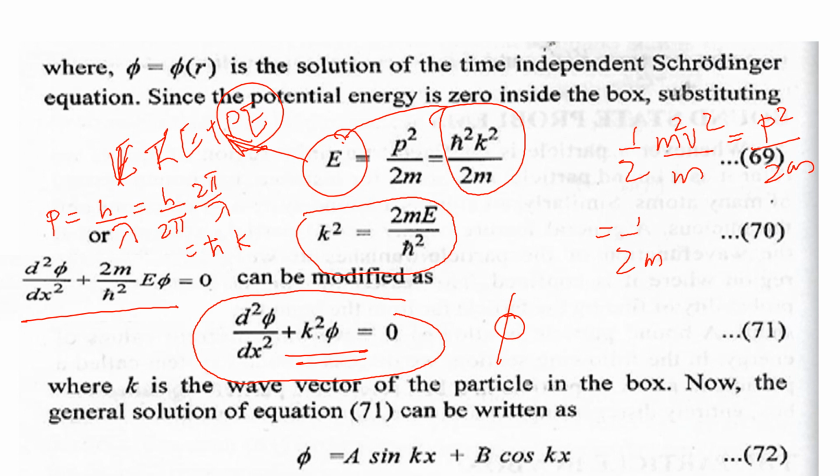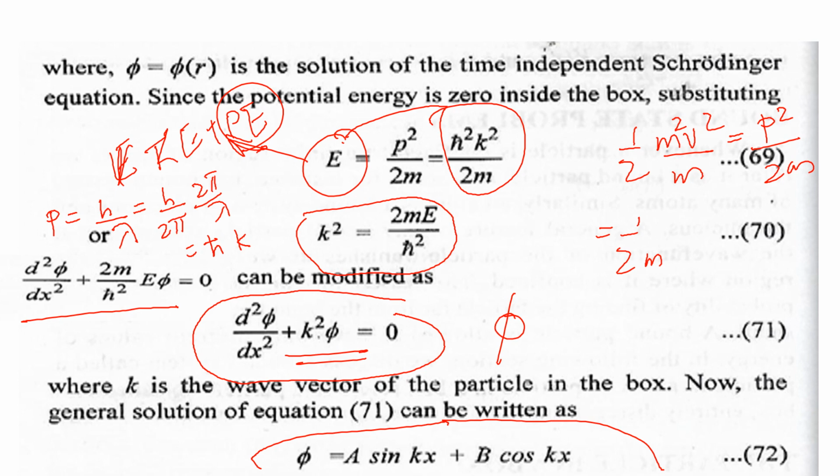Okay, so phi can be expressed as a sin kx plus b cos kx. This is a similar expression for the time independent Schrodinger equation, d square phi by dx square plus k square phi equal to 0, and the solution for that is phi, which can be written as a sin kx plus b cos kx, a combination of sine and cosine functions. But we have to find the values of the coefficients a and b.